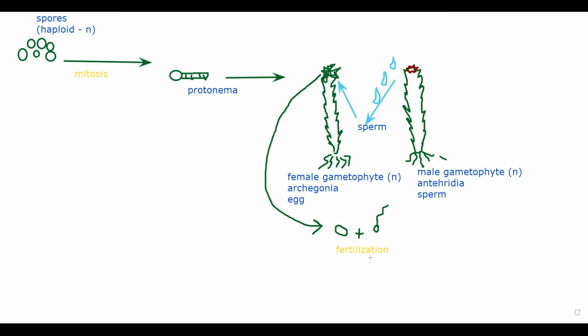Fertilization leaves us with a single-celled diploid zygote, and this is the beginning of the sporophyte generation.